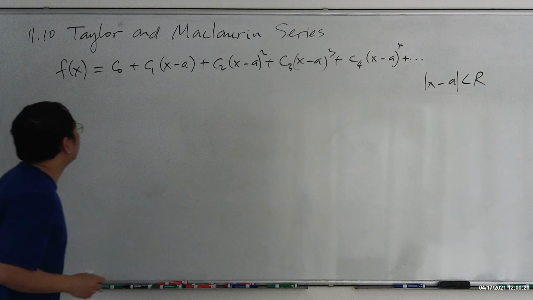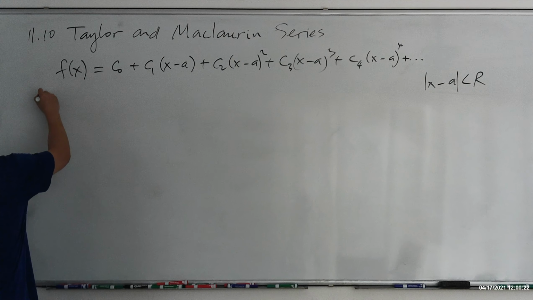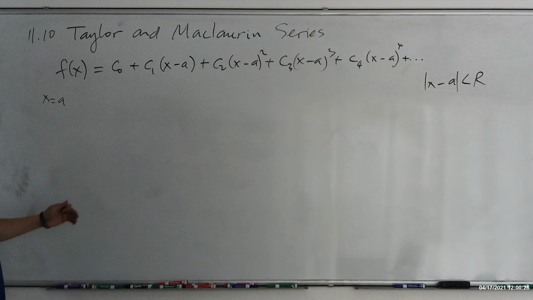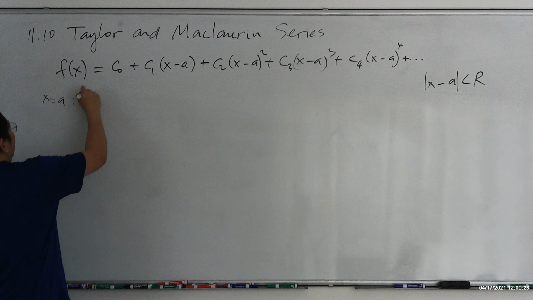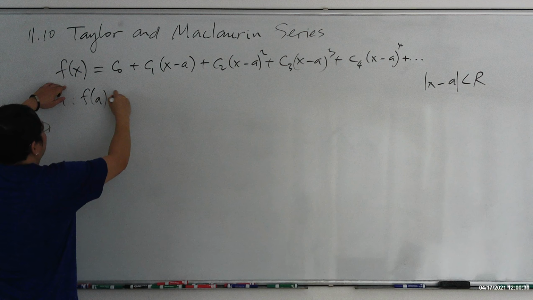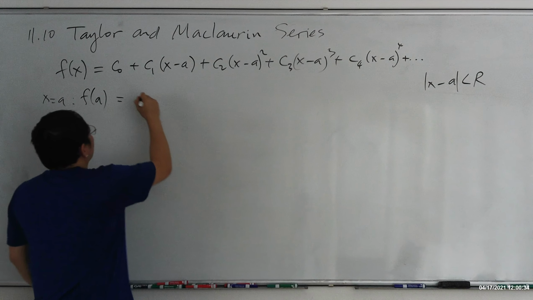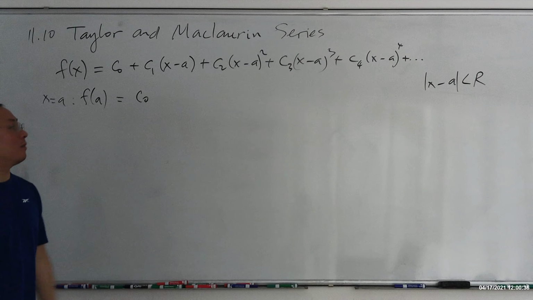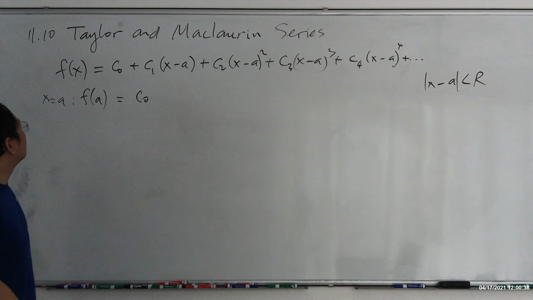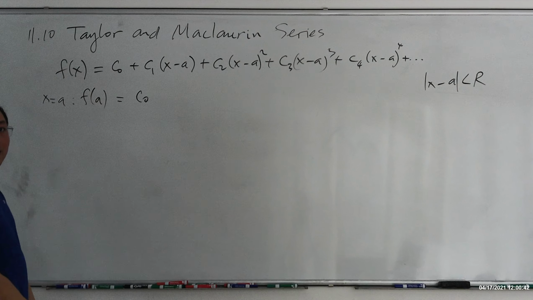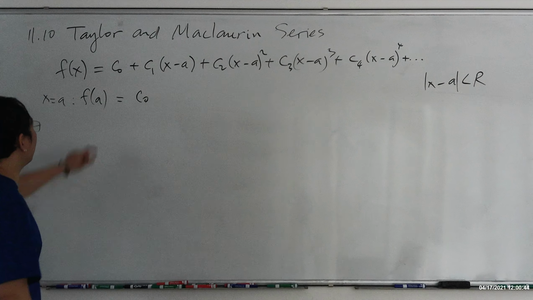How do we find it? Say you plug in x equal to a. I'm going to look for c0. If I plug in x equal to a, I get f of a, which is equal to, well, this is 0, 0, 0, 0, so this is just c0. So I can find the first term right away. So c0 is f of a. Alright? Now I've got the first term.